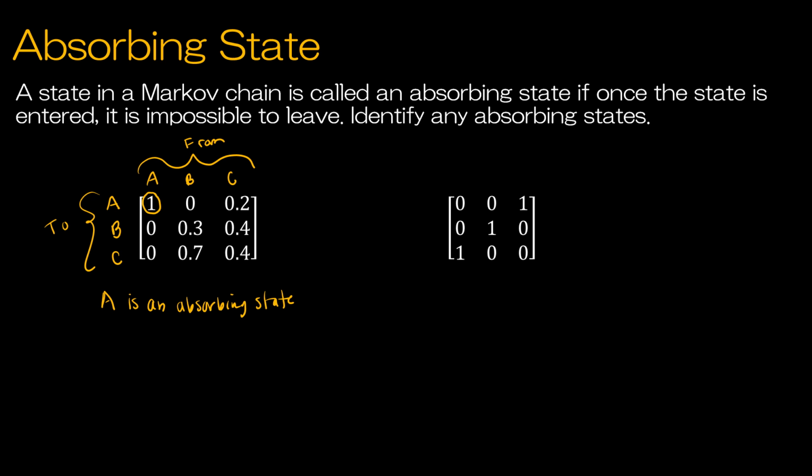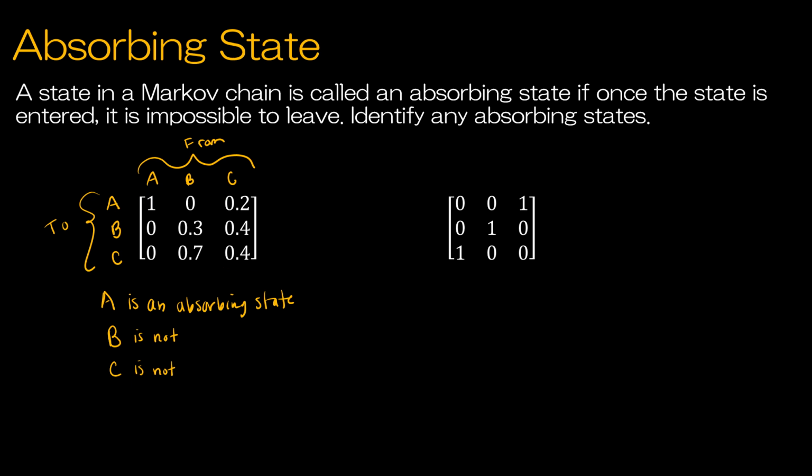For B, if I start in B, there's a 30% chance that I go to B and a 70% chance that I go to C. Again, just looking at this column. So B is not. Same thing for C. If I'm looking at C, there's a 20% chance that I'll go to A, a 40% chance that I'll go to B, and a 40% chance that I'll go to C. So C is not an absorbing state.